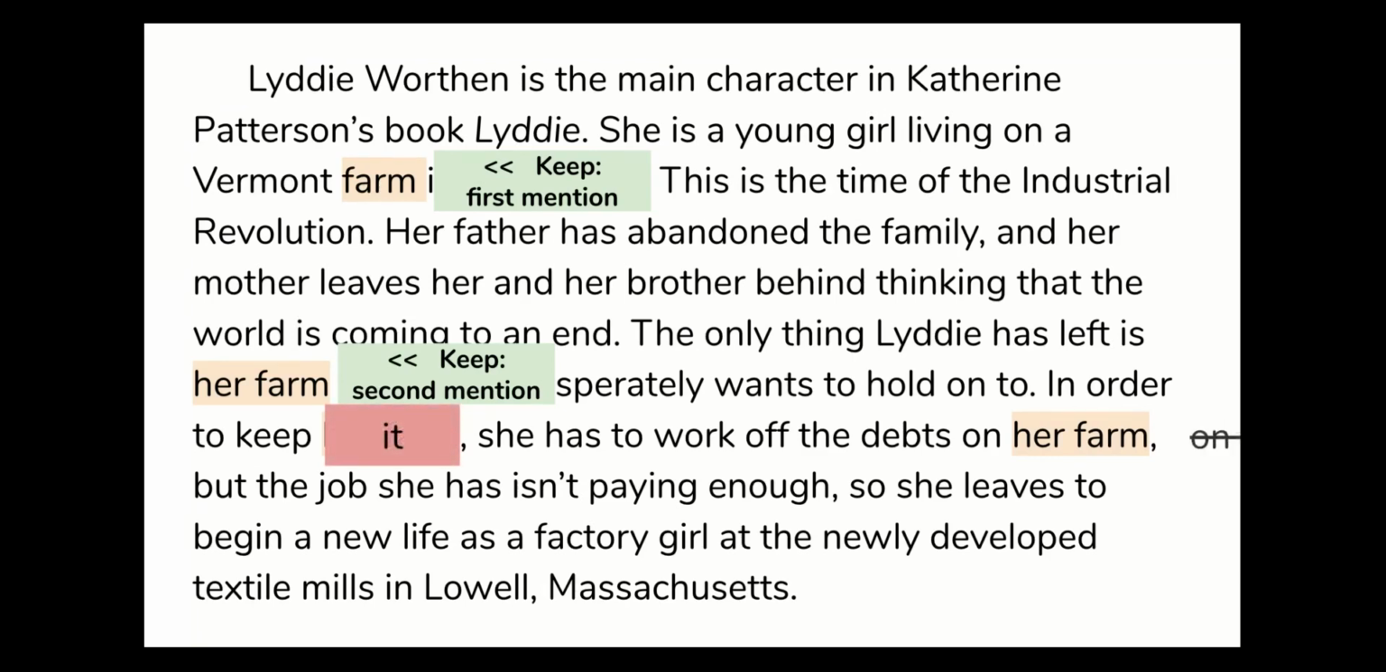And the last one, I don't think we need it. She has to work off the debts, but the job she has isn't paying enough. It's pretty clear the debts are for her farm, so we're just going to take that out, but keep the comma.